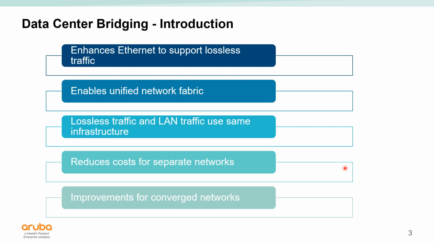When we're looking at data center bridging, it's really a suite of protocols that helps us enhance Ethernet by guaranteeing lossless traffic on the Ethernet. This is how it enables a unified network, which will also be referred to as a converged enhanced Ethernet network. Of course, this is a type of network where both lossless and LAN traffic use the same infrastructure, and it has that selling point of how easily it can reduce the cost of not having to have these completely separate networks.